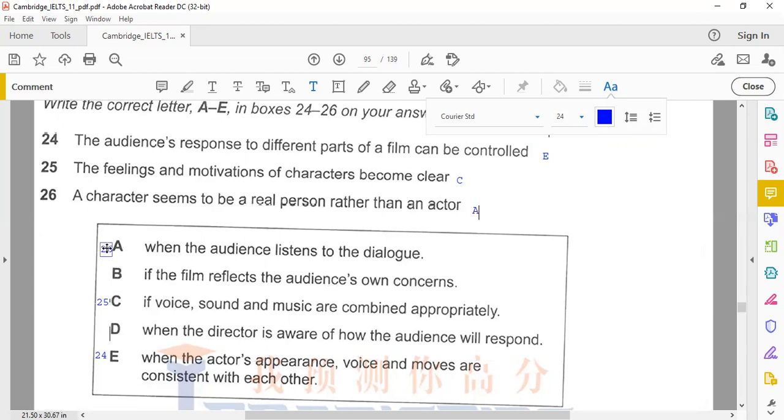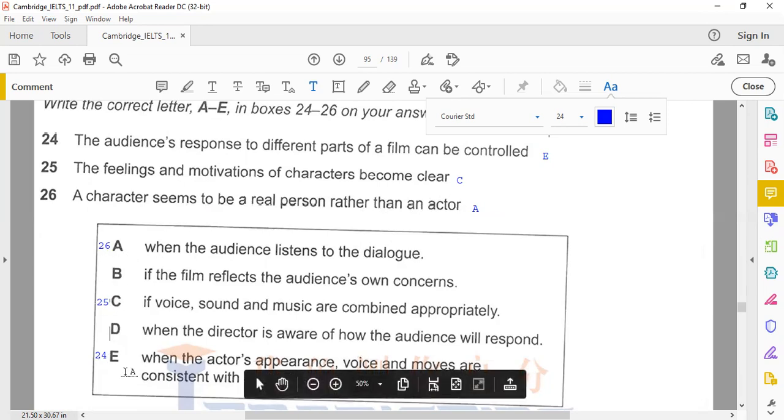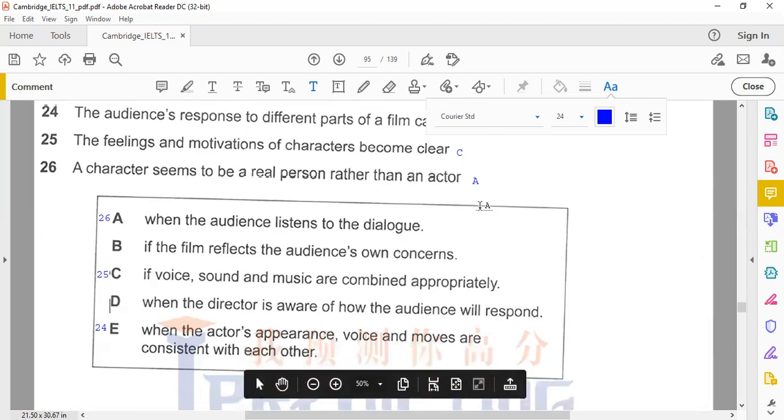So in this way, the exercise, the test that's given after reading passage 2, is complete. Okay, this is what you have to do on the test, and later you have to transfer the answers to the answer sheet. For question 26, you write A. For question 25, you write C. For question 24, you write E. Okay, the answers are given here.